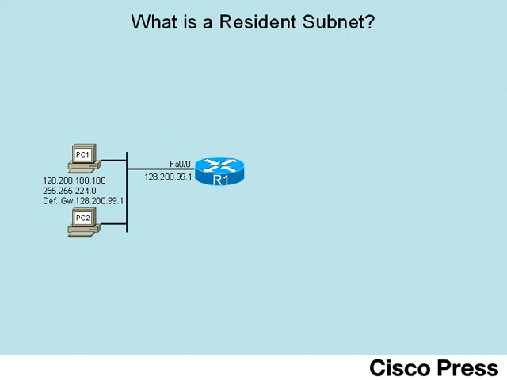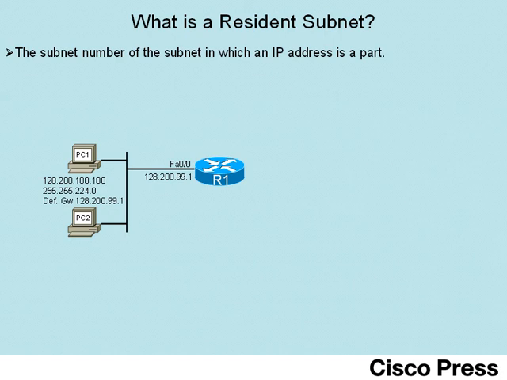Before taking a look at the process, let's take a closer look at what I mean by resident subnet. Every IP address assigned to a host when subnetting is used is inside a single particular subnet. So the resident subnet is the subnet number of the subnet in which an IP address resides or an IP address is a part of.